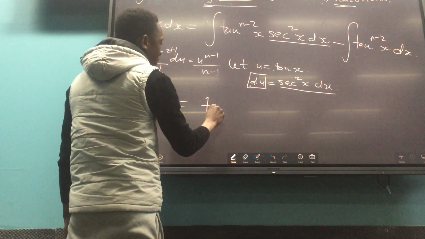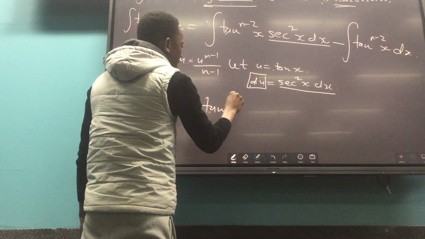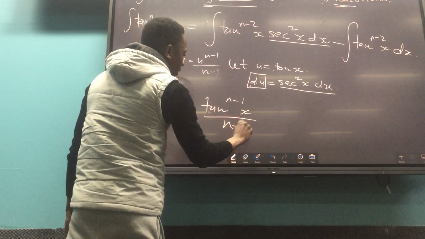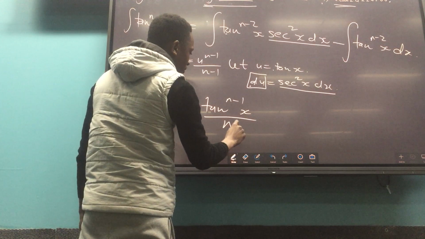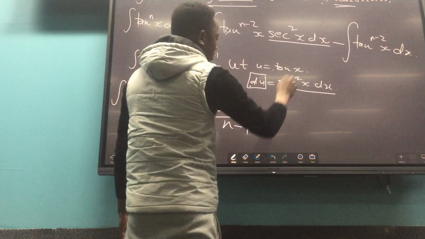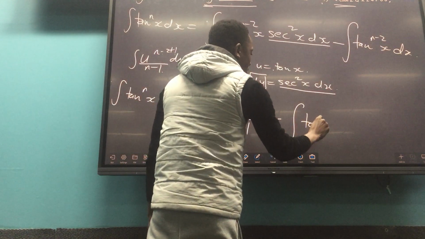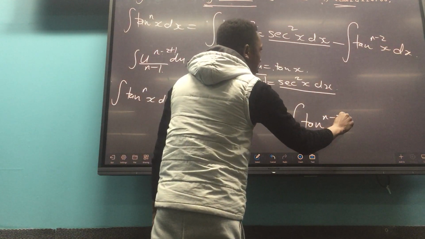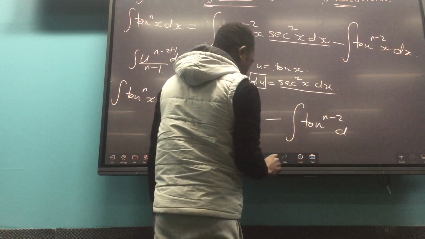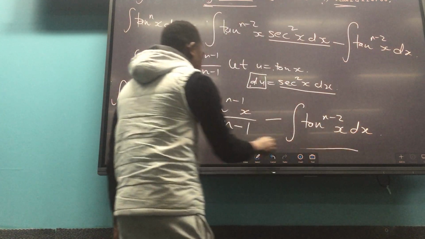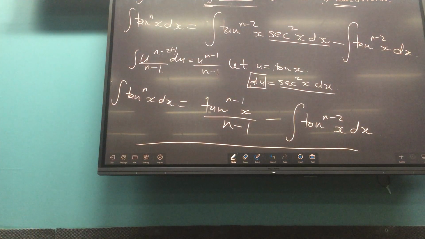So we're just going to put that result, tan to the n minus 1 of x over n minus 1, and then minus the integral of tan to the n minus 2 of x dx. So that's the reduction formula for tan.